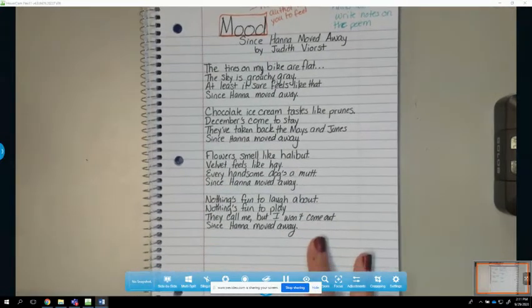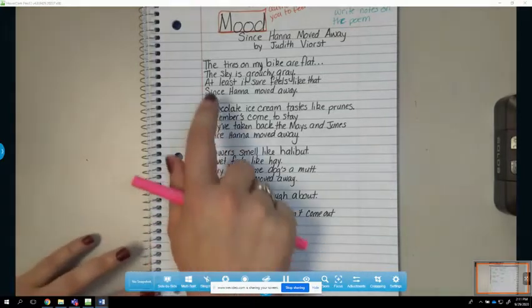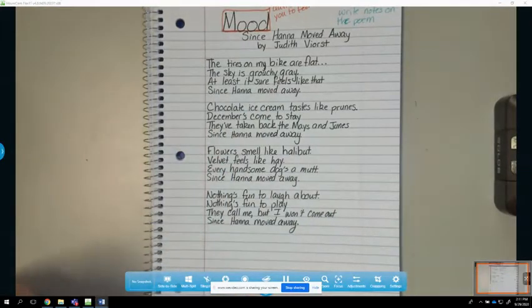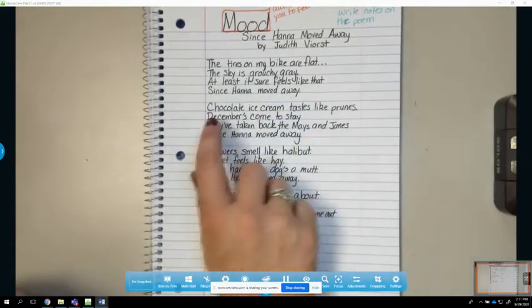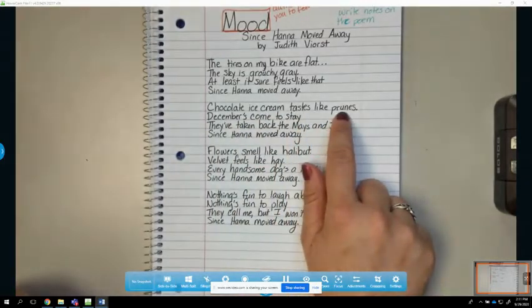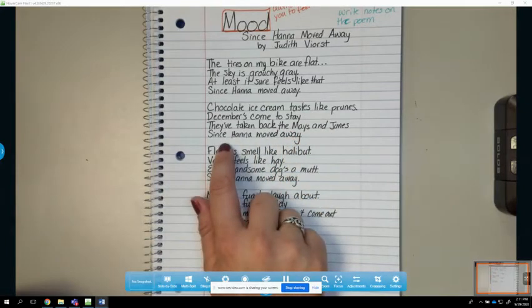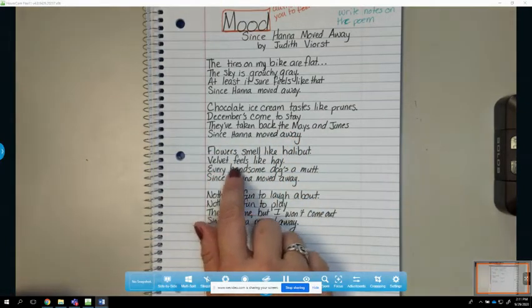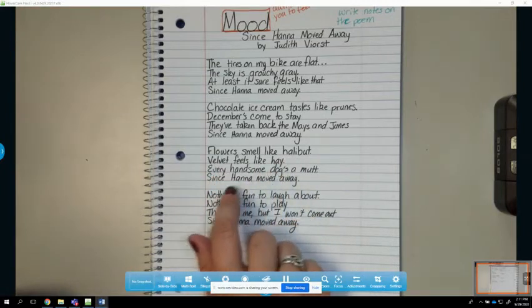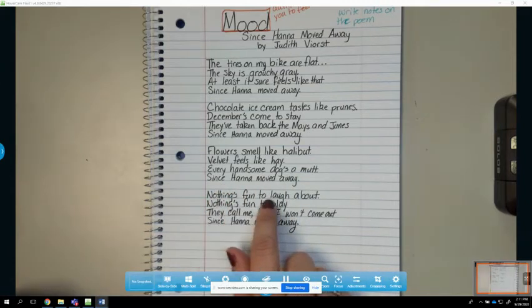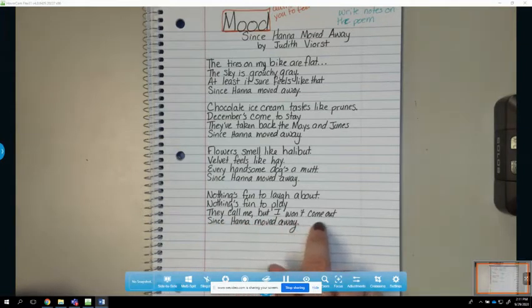Okay. So here is the poem Since Hannah Moved Away by Judith Viorst. The tires on my bike are flat. The sky is grouchy gray. At least it sure feels like that since Hannah moved away. Chocolate ice cream tastes like prunes. December's come to stay. They've taken back the Mays and Junes since Hannah moved away. Flowers smell like halibut. Velvet feels like hay. Every handsome dog's a mutt since Hannah moved away. Nothing's fun to laugh about. Nothing's fun to play. They call me, but I won't come out since Hannah moved away.